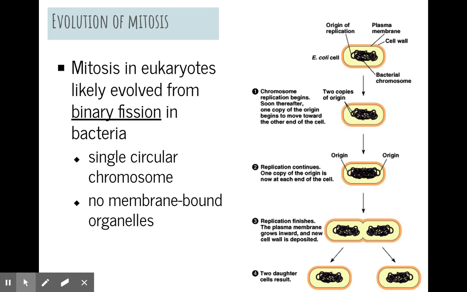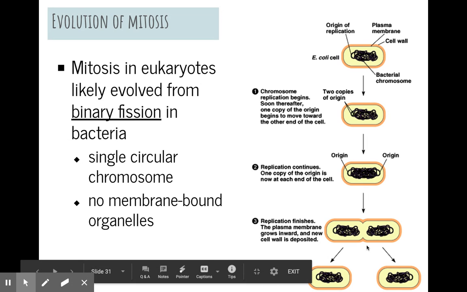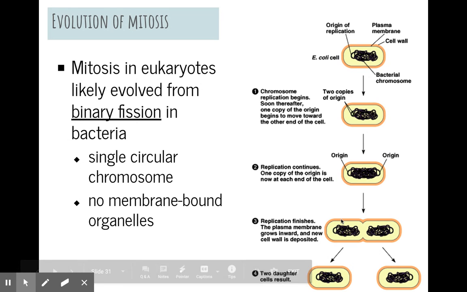All right, the evolution of mitosis. Mitosis in eukaryotes likely evolved from binary fission in bacteria. Binary fission is the process in which a bacterial cell makes a copy of itself. During that process, the single circular chromosome makes a copy of itself. There are no membrane-bound organelles. Once the DNA makes a copy of itself, as we can see here, replication begins and the cell starts to divide into two.